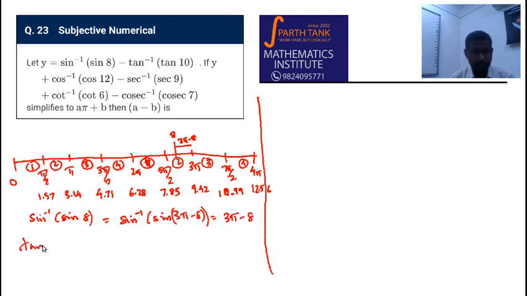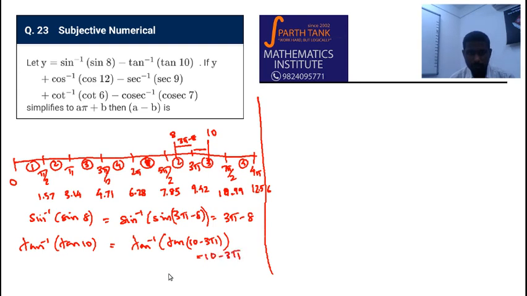Let us go to tan inverse of tan 10. Now tan 10 is going to be somewhere here, right? This is 10. And this is the third quadrant, and in the third quadrant tan is going to be positive. So 10 minus 3 pi, this angle will be a positive value. So I can write tan inverse of tan of 10 minus 3 pi. This is an acute value, so it is 10 minus 3 pi. I hope you are following the logic.